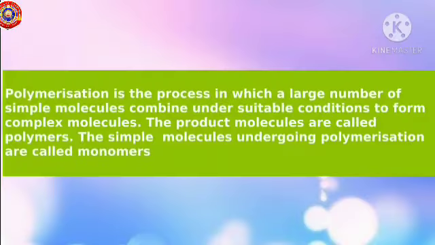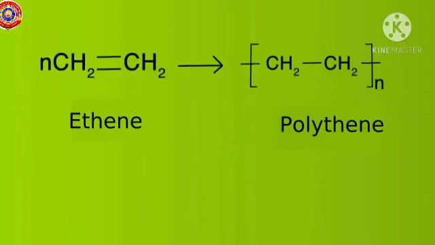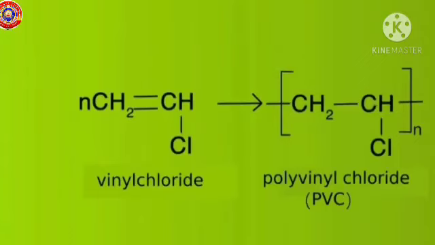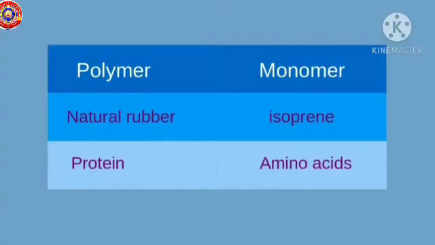Next is polymerization. It is the process in which a large number of simple molecules combine under suitable conditions to form complex molecules. The product molecules that formed as a result of polymerization are called polymers, and the simple molecules undergoing polymerization are called monomers. For example, polythene, polyvinyl chloride, Teflon, natural rubber, protein, etc.